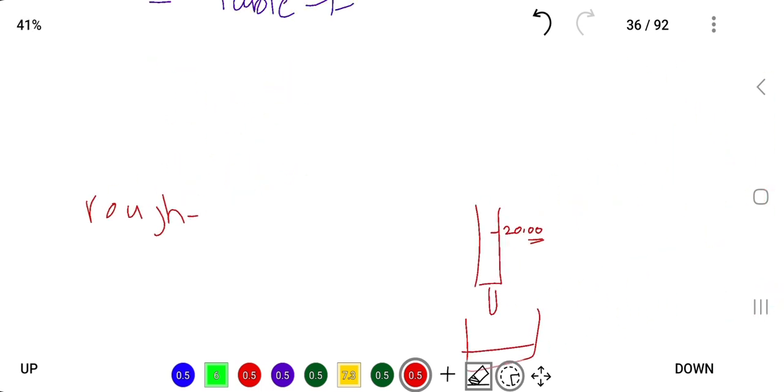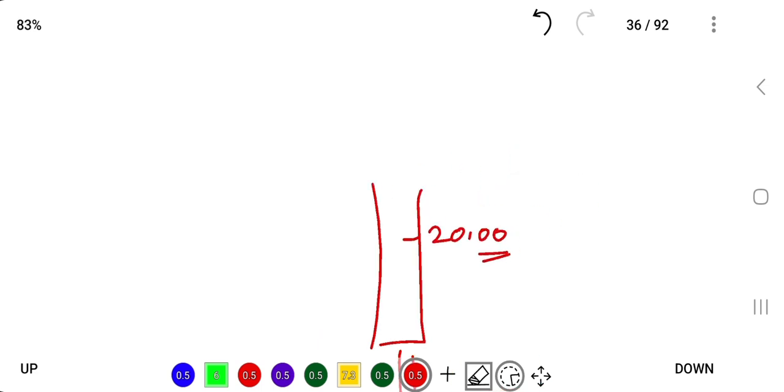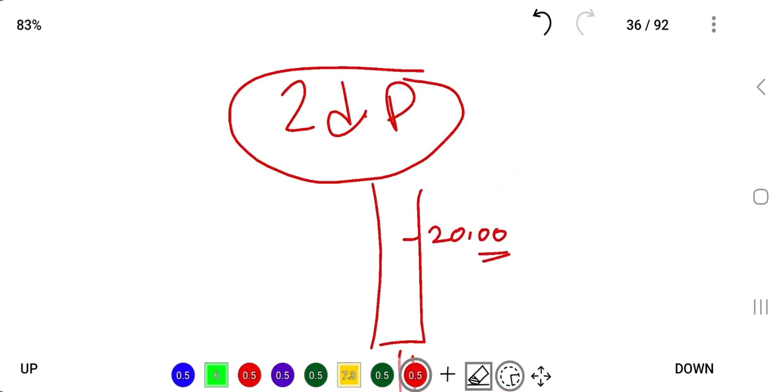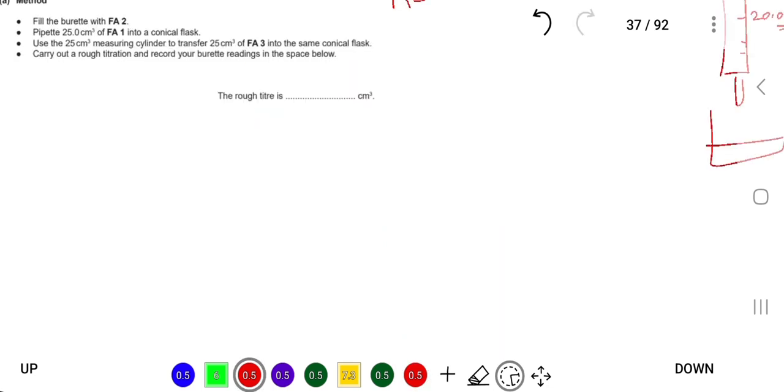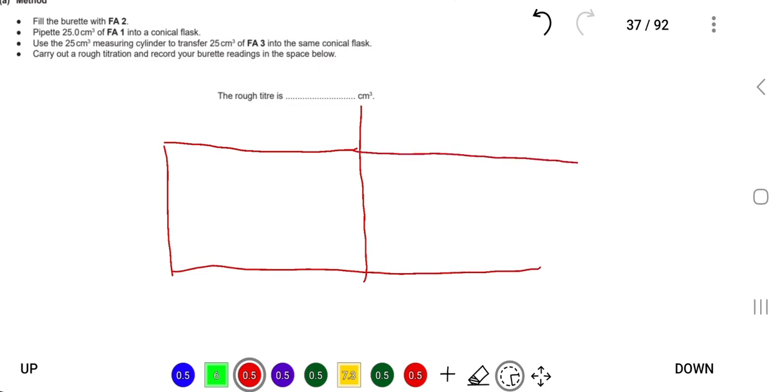You can't just go and write your value as, yes, I got my reading as 20. That's wrong. You should always put it to two decimal places, and this will be one of the marks for accuracy. So the rough will have its own table, which I do it like this. It won't be that perfect. I mean, the lines won't be that perfect, but I assure you everything will be just like you wanted.